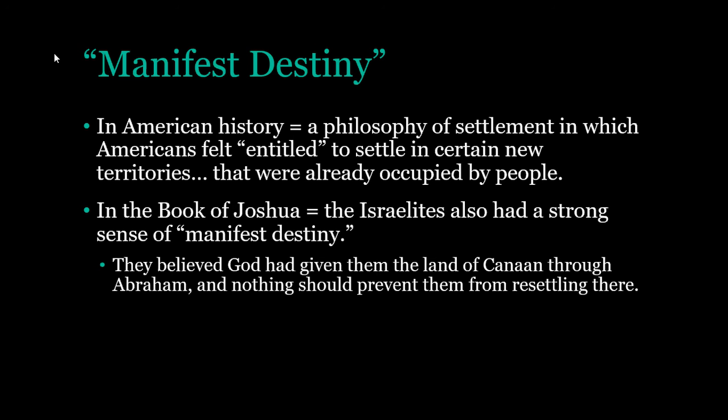So, in the book of Joshua, there is a similar situation. The Israelites also had a strong sense of manifest destiny. They believed, and you'll definitely want to write these last two points down, that God had given them the land of Canaan through Abraham. It's their ancestor, right? This was originally their land. And nothing should prevent them from resettling there. And they really mean it. Nothing.